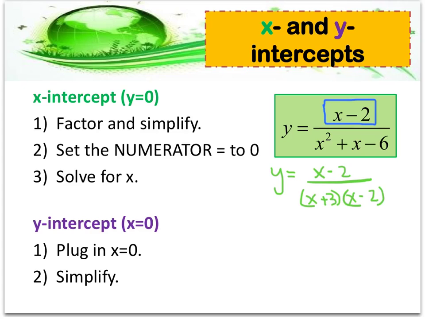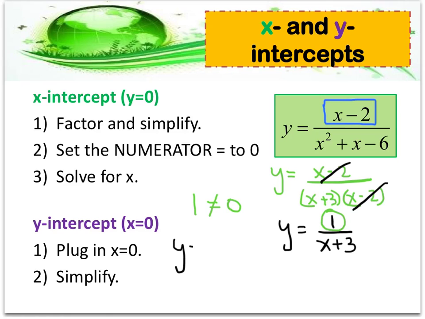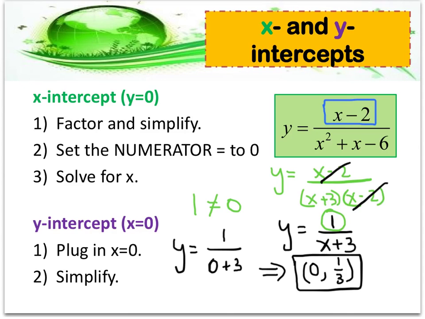So factoring and simplifying, I see that these are going to divide out, so I get y equals 1 over x plus 3. So to find x-intercepts, I set the numerator equal to 0. Well, I can never have 1 equal to 0, therefore I will not have any x-intercepts for this function. Now for y-intercepts, we set x equal to 0 everywhere I see an x. So I'm going to have y equals 1 over 0 plus 3. So I'm going to have a y-intercept at (0, 1/3). And that will be my y-intercept, and I will have no x-intercept here.